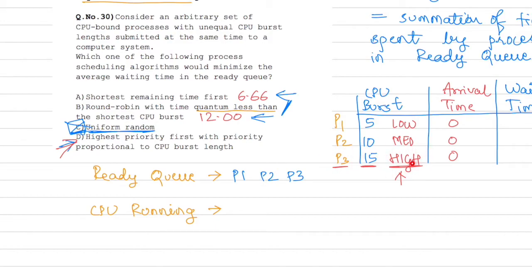And why P3 is having highest priority? Because it is having the highest CPU burst. And the option says highest priority first with priority proportional to CPU burst length. So P3 gets picked up at the 0th second. So this is my 0, and P3 gets picked up, and P3 will run for its CPU burst time, so 15 seconds it will run. And then we go for the next priority, which is P2. It runs for 10 seconds, so 15 plus 10, 25. And then the next priority is P1, which runs for 5 seconds, so it's 30. So this is how the processes will be run for option D.